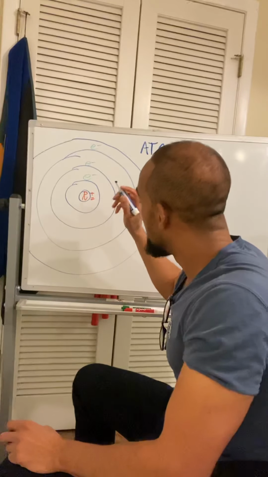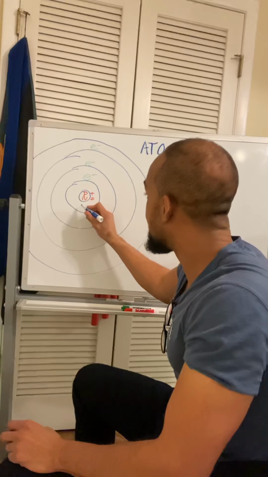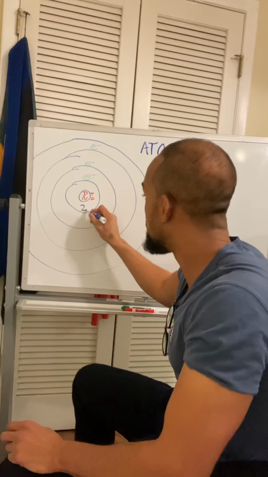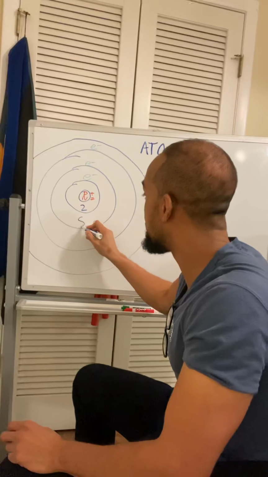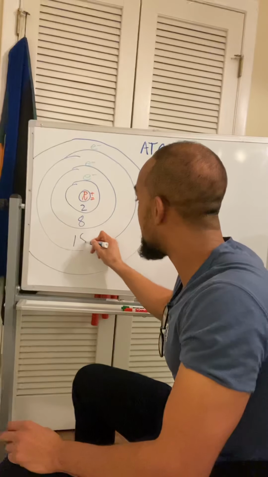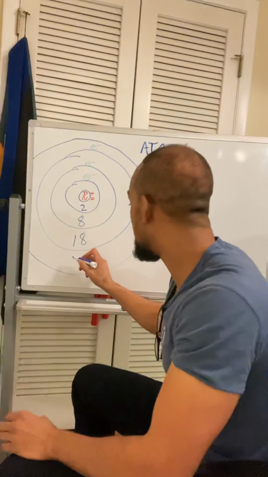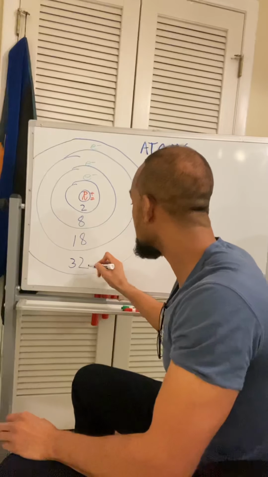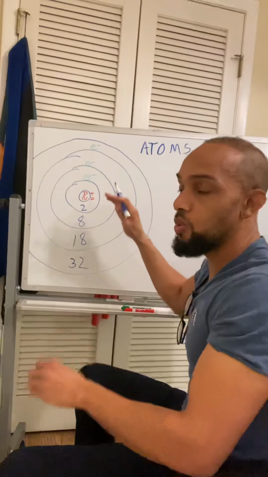So the first energy level has a maximum of 2 electrons. Then the second energy level has a maximum of 8. Then the third has a maximum of 18. And then the fourth, which is where I'm going to stop, has a maximum of 32. That's as far as I'm going to go. Now, why is this important?